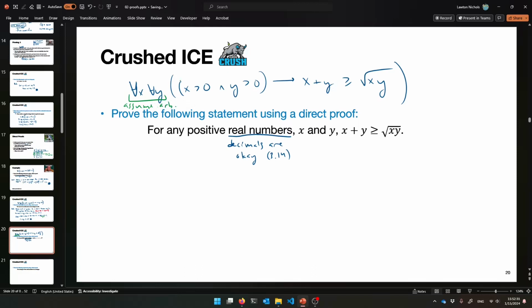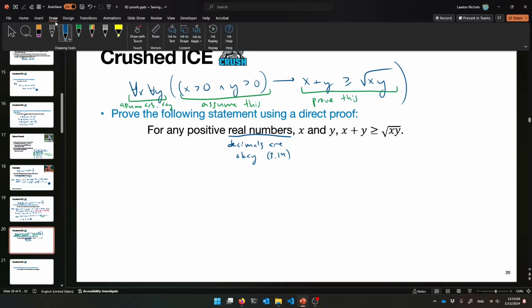Let's see, how do I want to do this? Assume arbitrary x and y. And then, let's make this smaller, I'm sorry. Do it over here. Assume arb x and y. And then, it's a direct proof. So you're assuming this and proving this. So assume this side. Assume this is true. And then we want to prove that this is true. That's the goal.